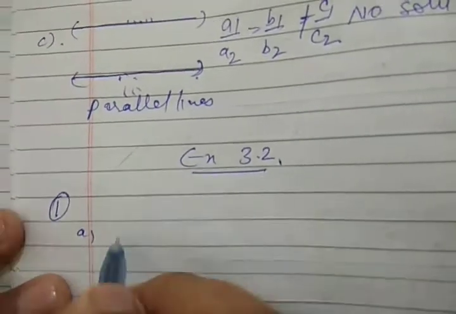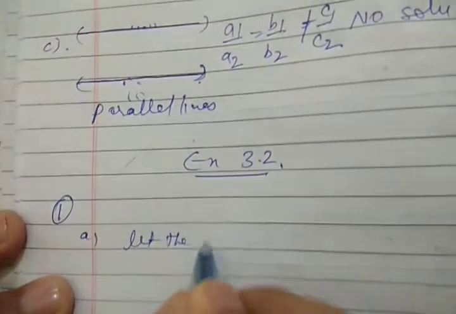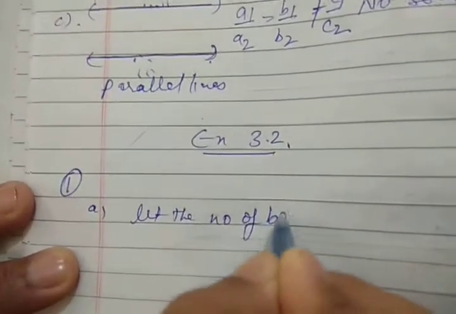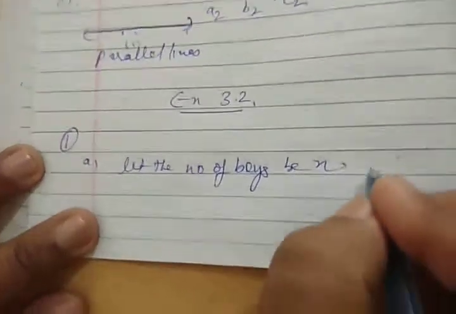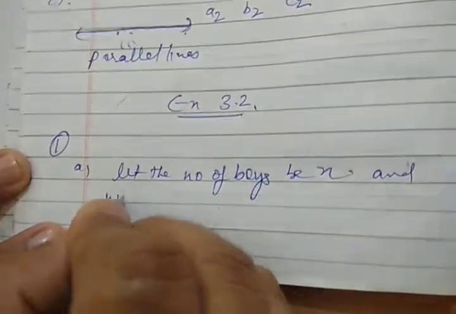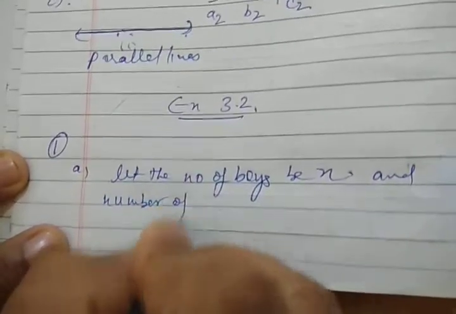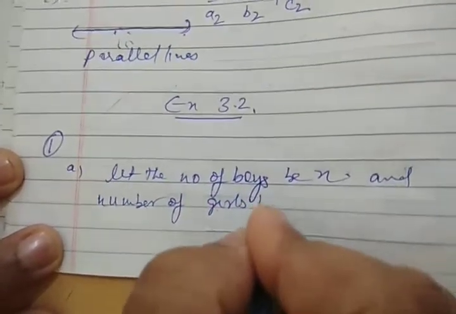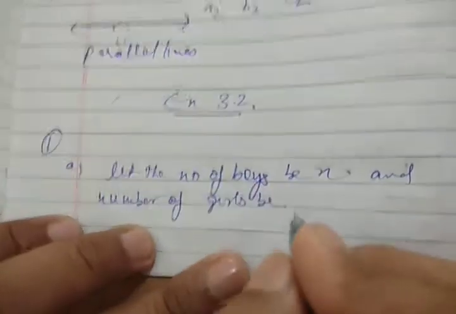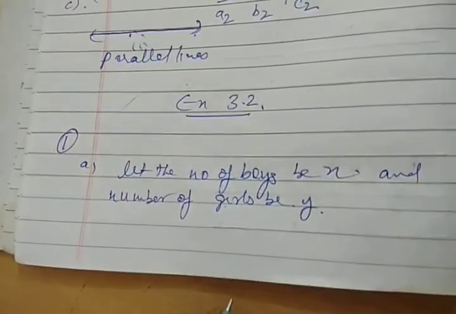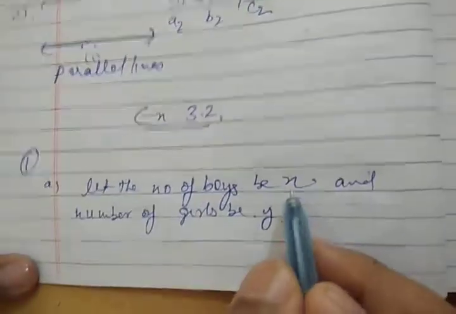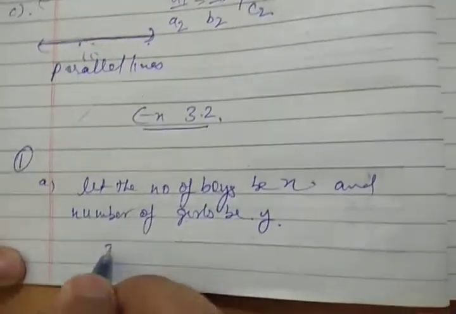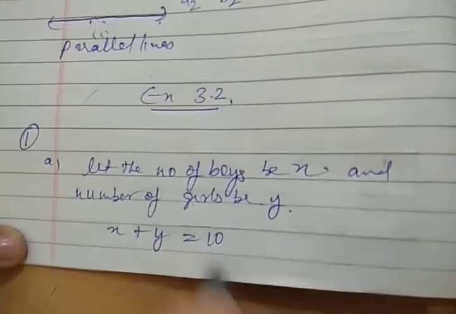Now let the number of boys be x and the number of girls be y. So the first condition, 10 students took part. 10 students took part, that means the number of boys and girls is equal to 10.